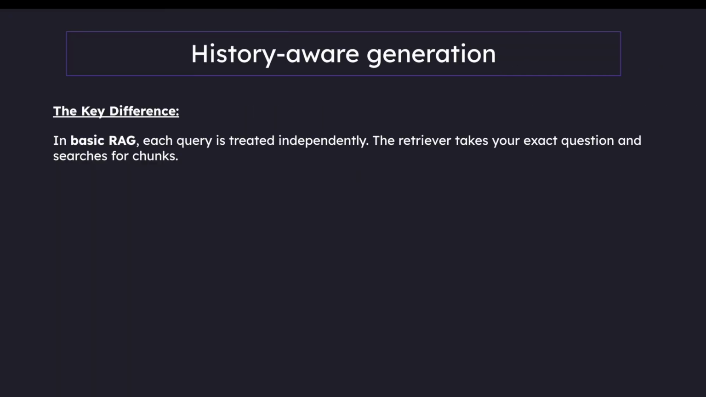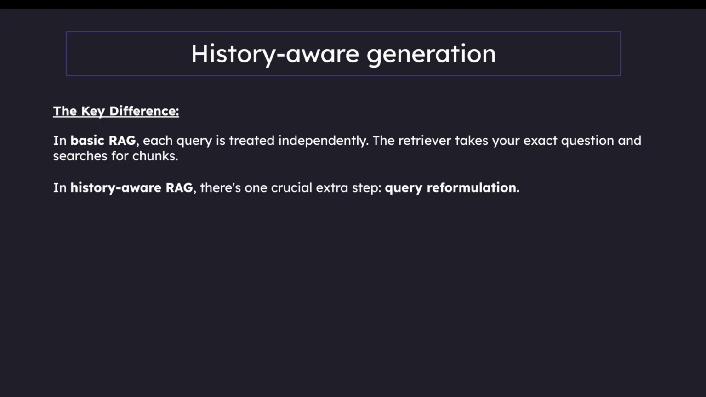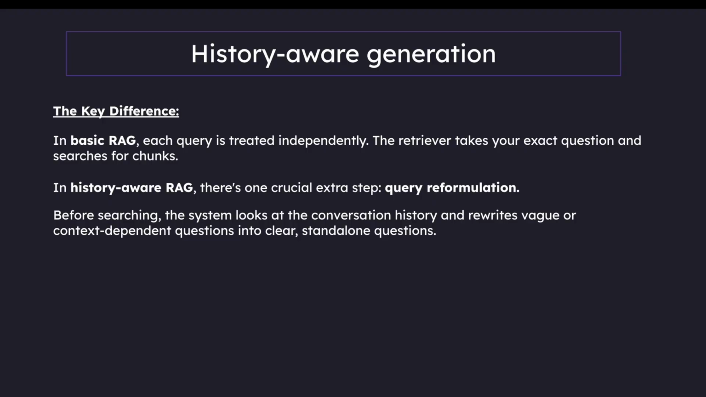In basic RAG, each query is treated independently. The retriever takes your exact question and searches for chunks. But in history aware RAG, there is one crucial extra step: query reformulation. Before searching, the system looks at the conversation history and rewrites vague or context-dependent questions into clear standalone questions.